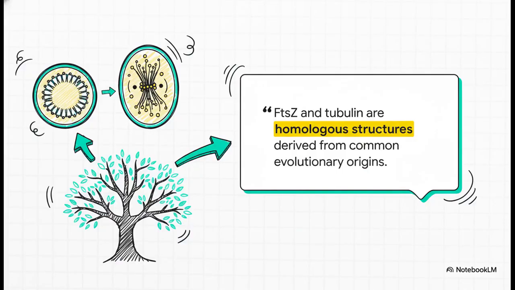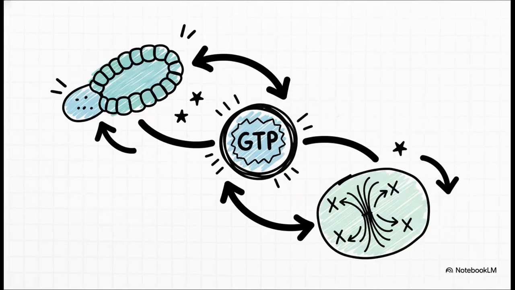And look, this isn't just a fun theory, it's a cornerstone of cell biology. As the source material puts it so well, FtsZ and tubulin are homologous structures derived from common evolutionary origins. What that means is they share a common ancestor. Evolution literally took the original FtsZ blueprint and tinkered with it, adapted it for a brand new, much more complex job inside the eukaryotic cell. And I mean, the family resemblance is just undeniable.